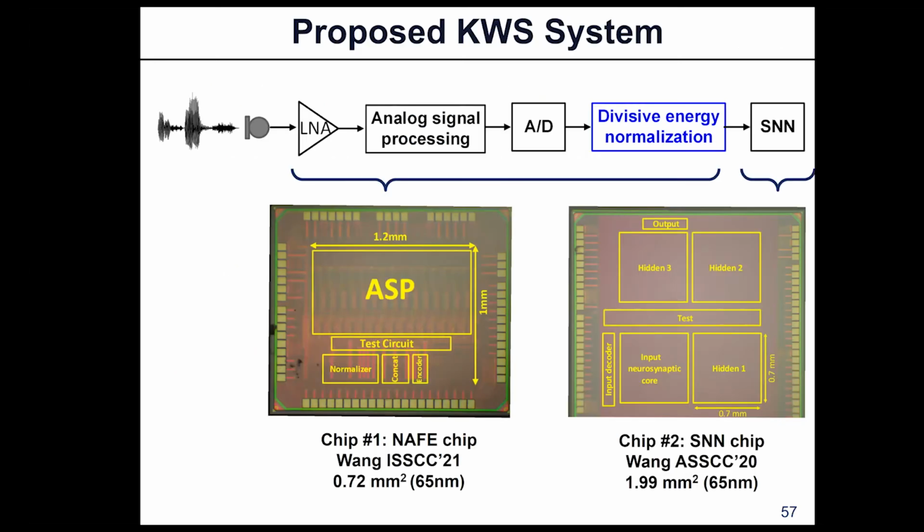So that's the idea that we like to pursue, and we ended up making an actual circuit based on this concept. Here, the first chip shown on the left is called the NAPE chip, from the 2021 ISSCC by Wei Wang, and it's 65 nanometer and takes about 0.72 square millimeters. It contains the analog RNA and the analog signal processing circuit that we talked about, the feature extraction, the analog to digital converter, and finally this divisive energy normalization circuit that we just discussed, right? It is followed by the classifier, which we previously taped out in SNN in the Wei Wang ISSCC 2020, and it takes about 2 square millimeters.